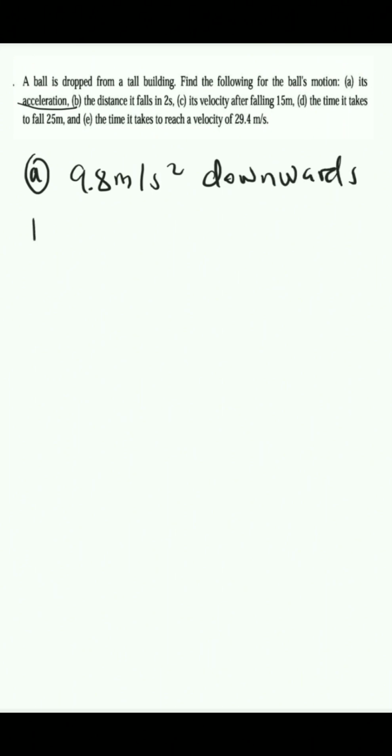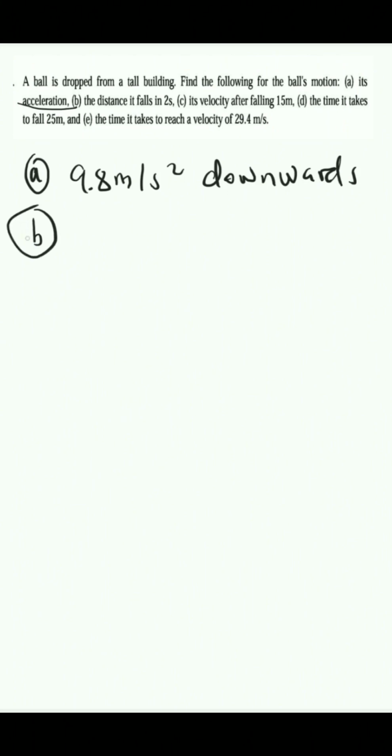Okay, so let's see what we get. Now for A, the answer here is just acceleration due to gravity. So that is 9.8. And looking at the direction, it is downwards. So it is 9.8 meters per second squared downwards. So this is the acceleration that we have for part A.